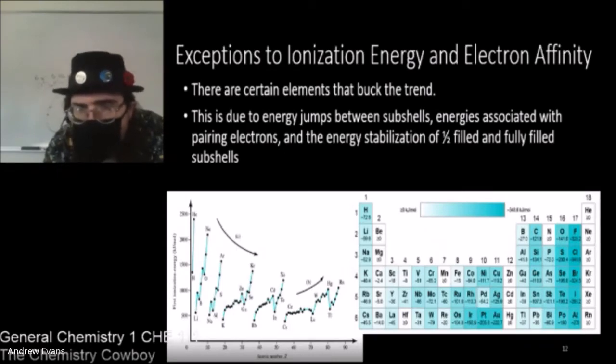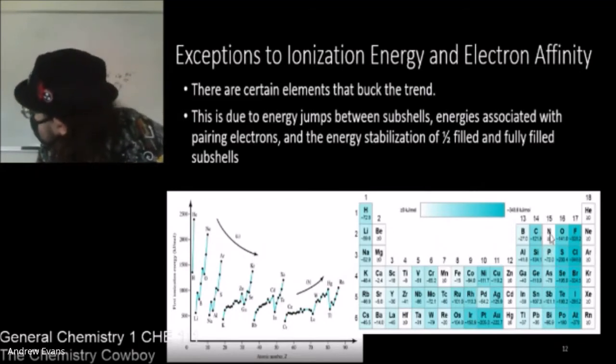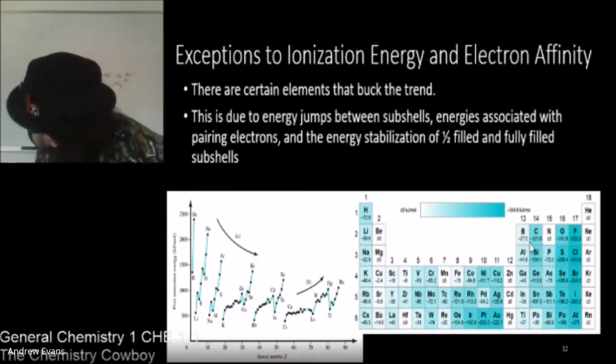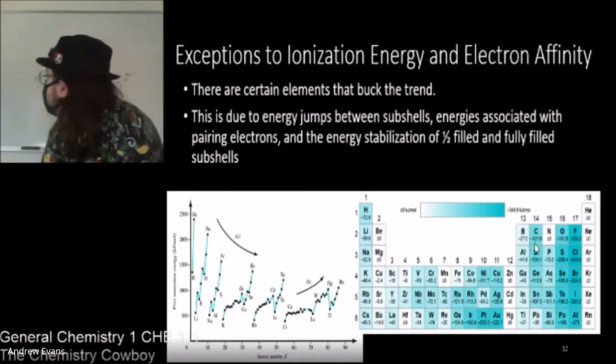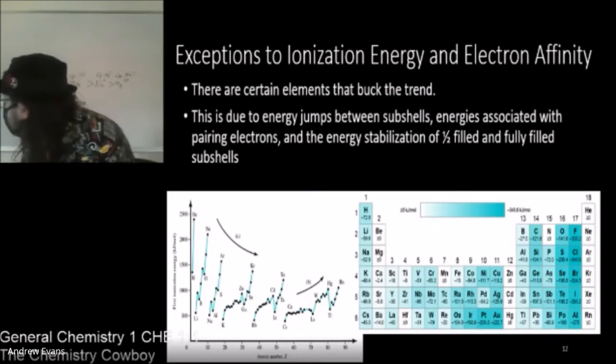So if you look at, for example, nitrogen, the center of the p block, it has about 0 electron affinity. Boron is negative 27. Carbon is about negative 121. Oxygen is negative 141. Fluorine is negative, like, 320 or something. Neon is 0. Nitrogen is 0.